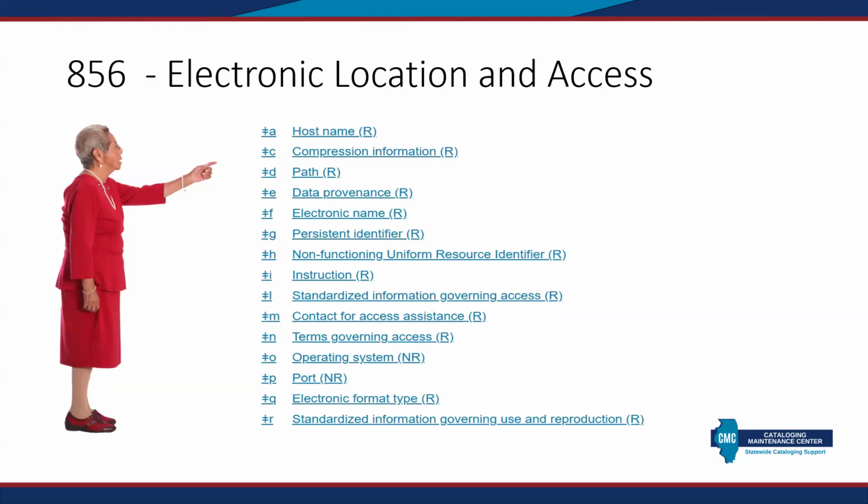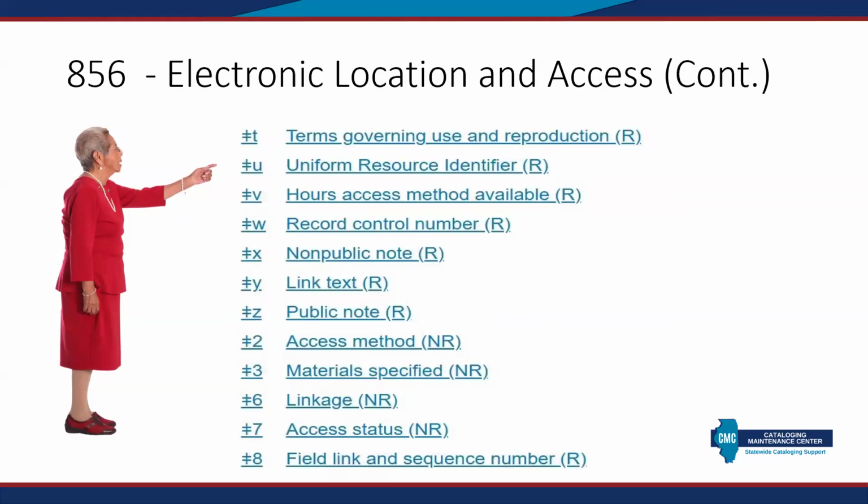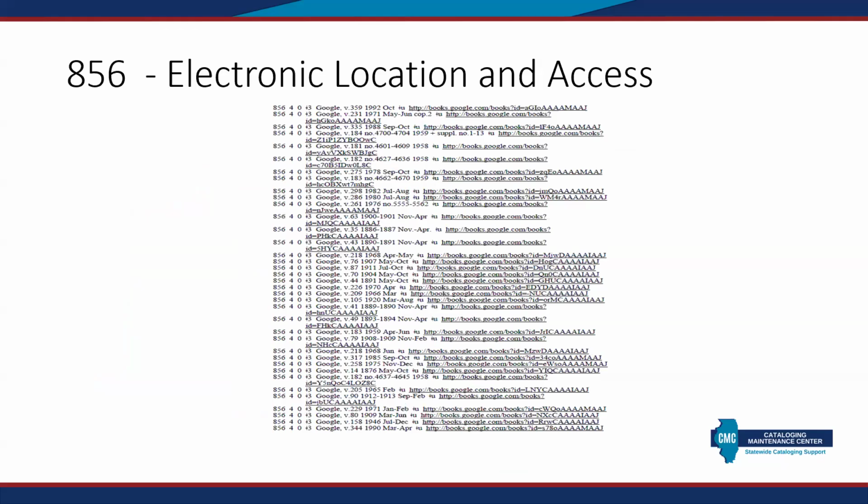And finally, subfield R here has standardized information governing use and reproductions. And here we can use our standard terms such as unrestricted online access, etc. And to finish up our 856, subfield T is the terms governing use and reproduction. Also, we can look at our 540A for that. And the subfield U, of course, is the uniform resource identifier, and that's where the URL is put. Subfield V, oops, sorry, carried away.